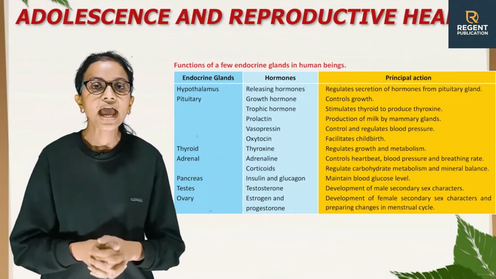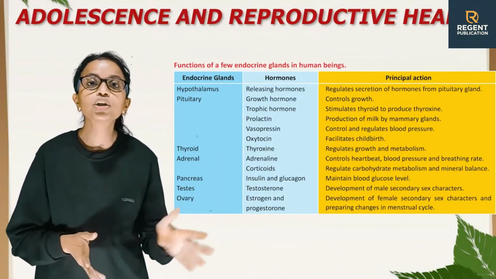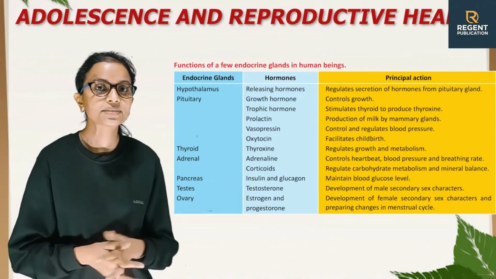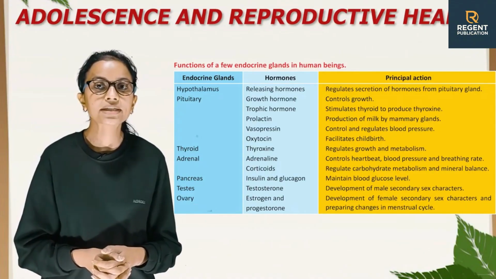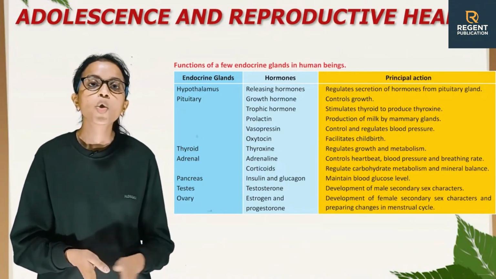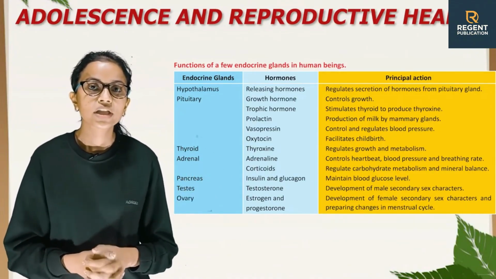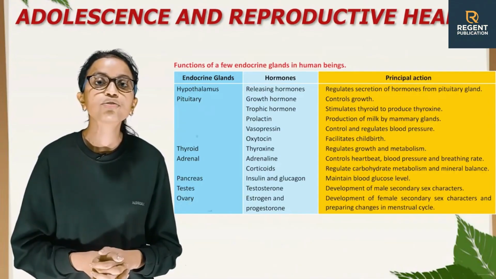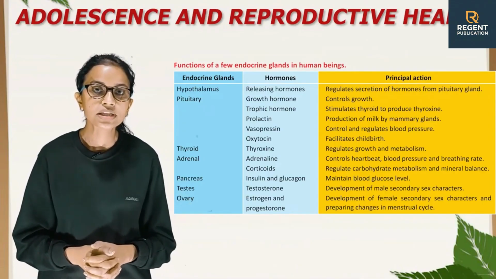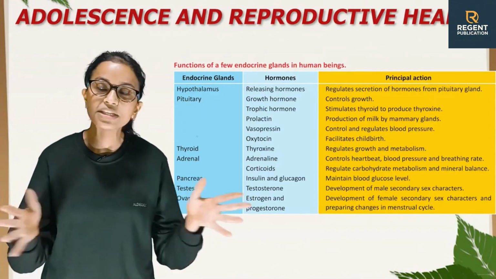Pancreas, insulin and glucagon, maintains blood glucose level. Testes, testosterone, development of male secondary sex characters. Ovary, estrogen and progesterone, development of female secondary sex characters and preparing changes in menstrual cycle.